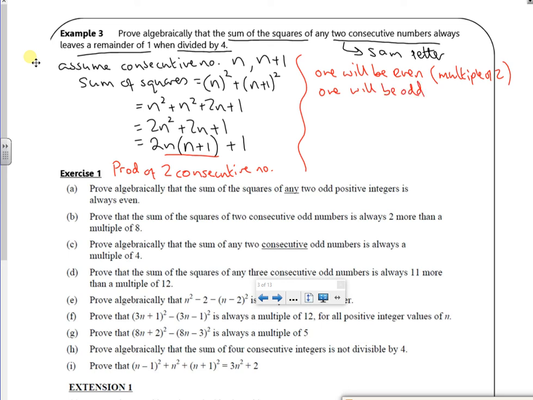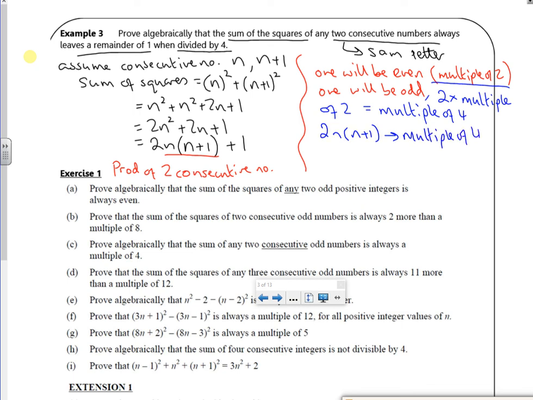But it's more this idea that one of them will be even, so one of them will be a multiple of 2. But then I multiply that by 2. So I've got 2 times a multiple of 2, because one of them is a multiple of 2. So that will give me a multiple of 4. So the n times n plus 1 will be an even times an odd, so a multiple of 2 times an odd number. The 2 on the start of it doubles that, so it makes it a multiple of 4. So my 2n times n plus 1 must be a multiple of 4 now.